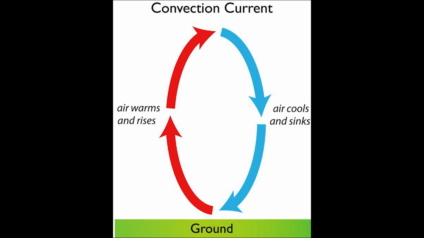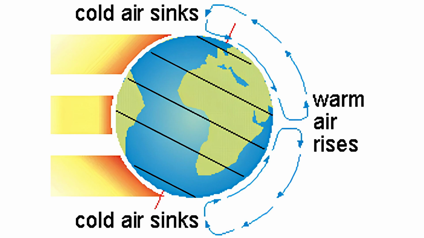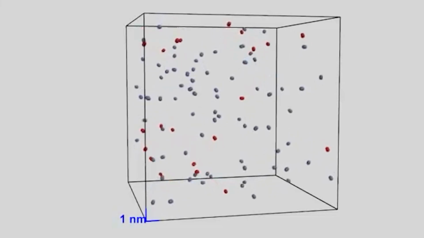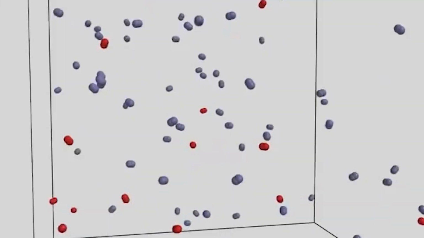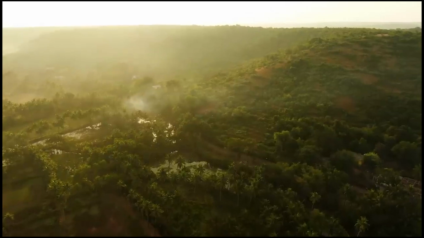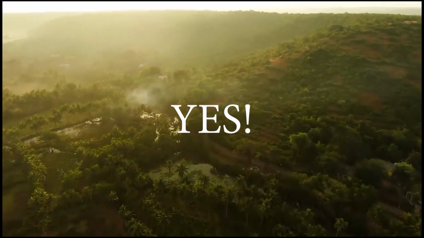Once this warm air reaches the poles and cools down, it sinks back towards ground level and starts flowing back towards the equator, completing what we call a convection cell. So to circle back to our original question, does air travel from one country to another? The answer is an unequivocal yes.